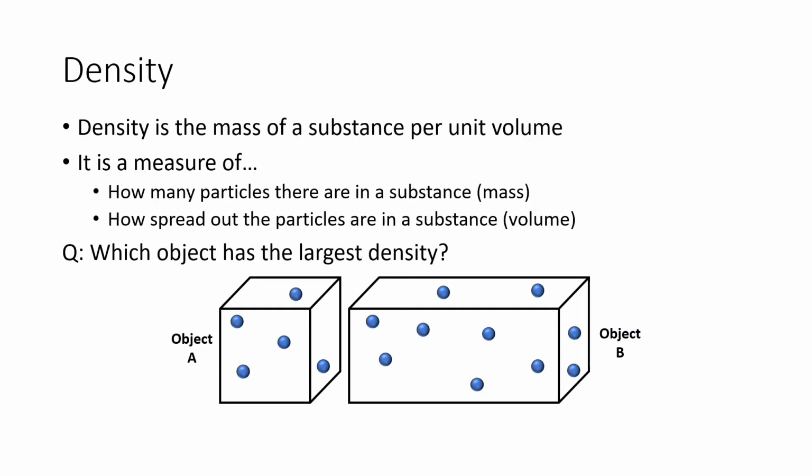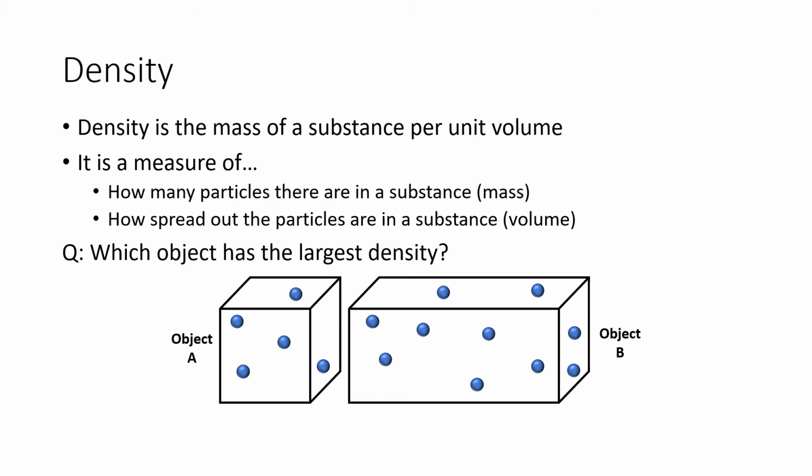So then we come to the term density. Well, density is a measure of the mass of a substance, so how many particles we find, per unit of volume, so in a specific amount of space. So we talk about the number of particles, we're talking about its mass, and we're talking about how far out those particles are spread, we talk about the volume.